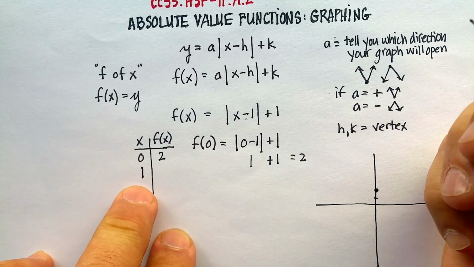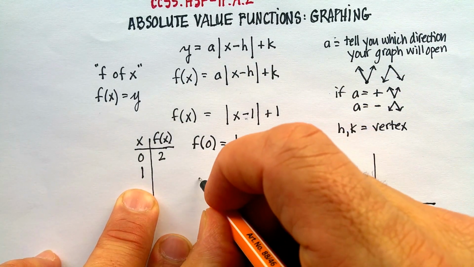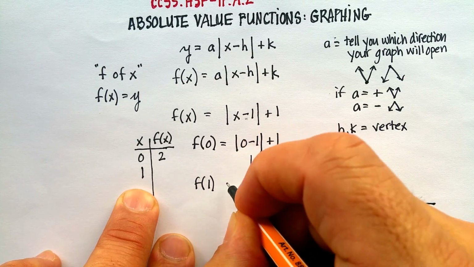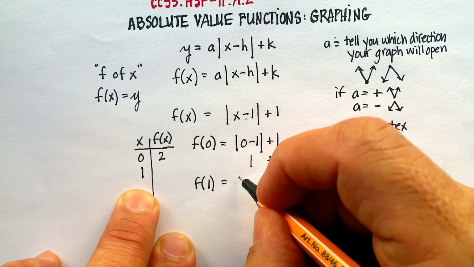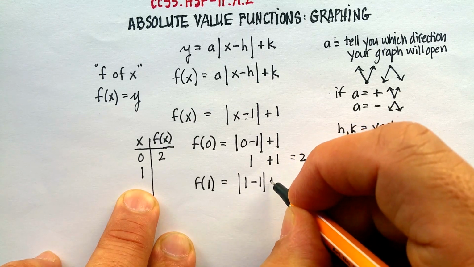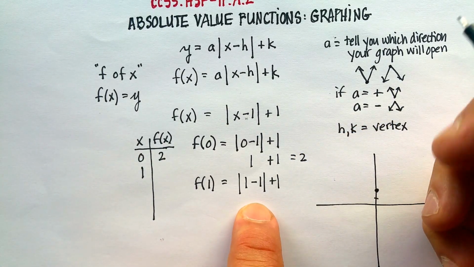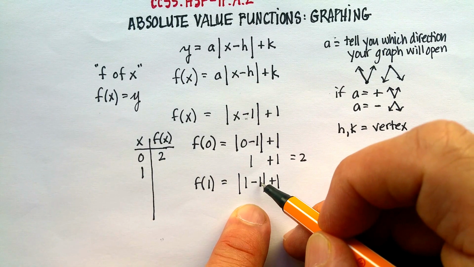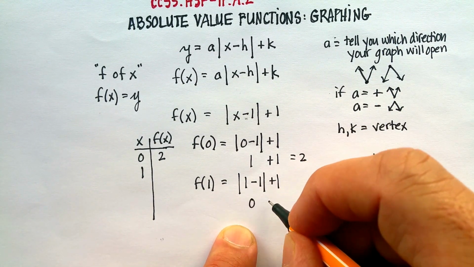All right, let's try another one. Let's put in 1. So I will say f of 1 is equal to the absolute value of 1 minus 1 plus 1. Let's work this out. 1 minus 1 is 0. The absolute value of 0 is 0.